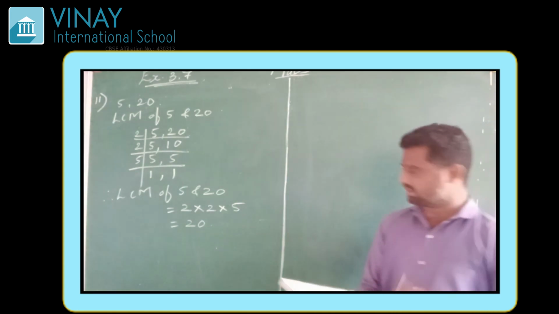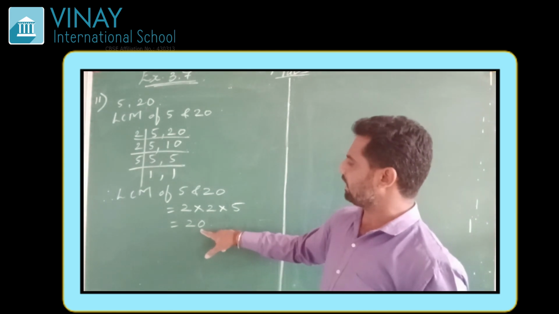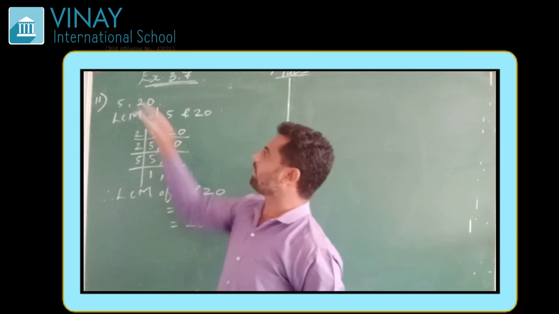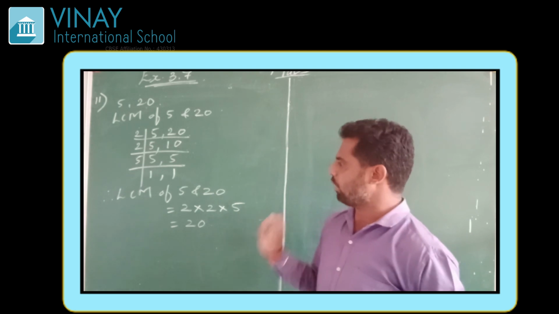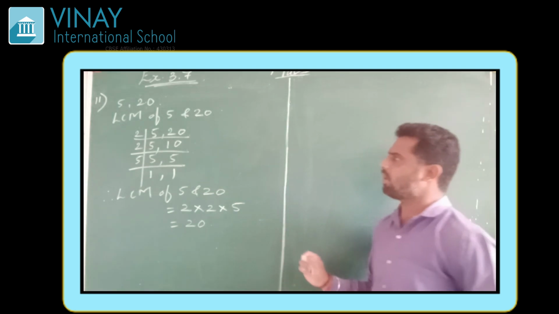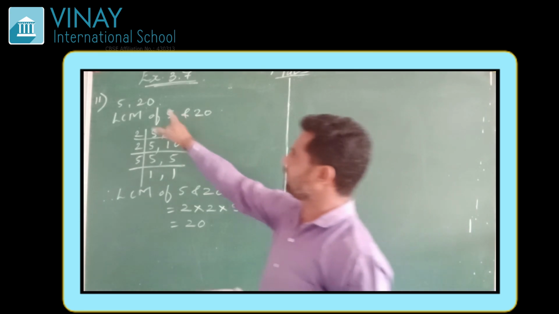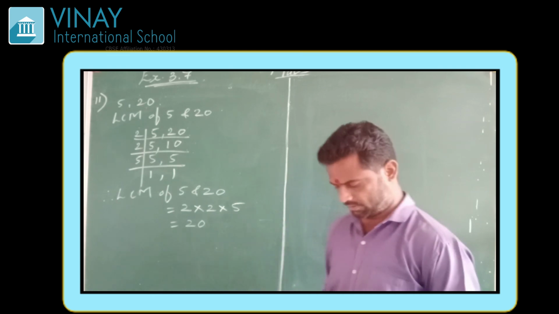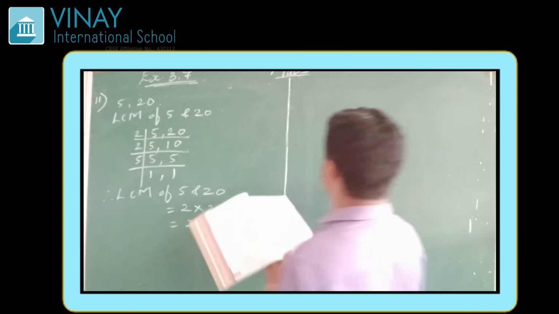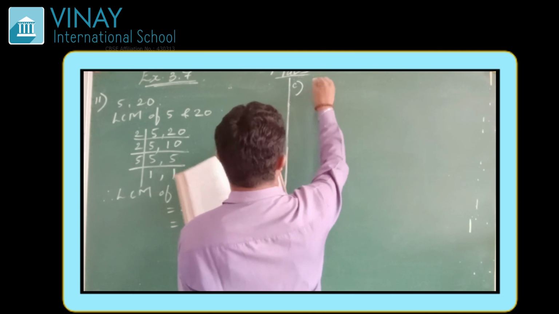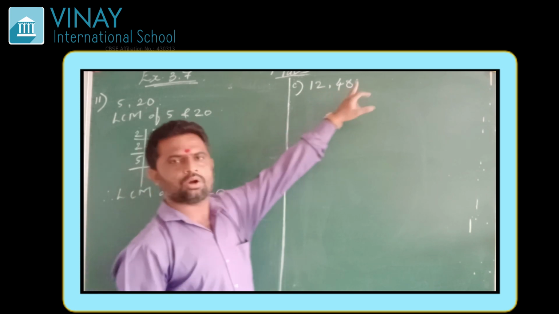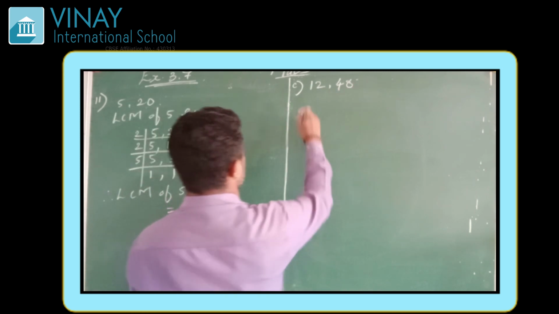Again here also the question is, what do you observe in the result obtained? The result obtained is 20. The LCM of 5 and 20 is 20, which is the bigger number here also. It means that when we find the LCM of a number and its factor, the LCM is always that number. Let us try to understand it with another example, that is 12 and 48. Here 12 is a factor of 48. We have to find the LCM.